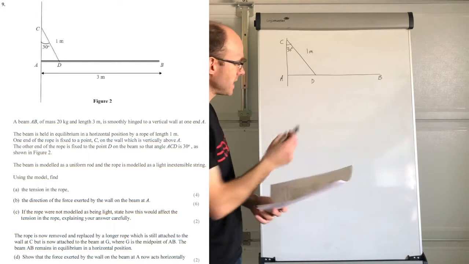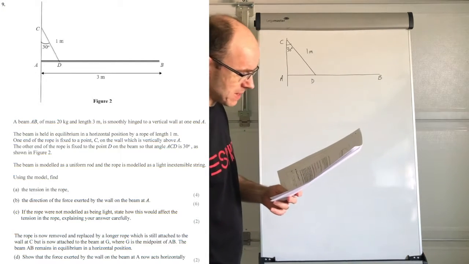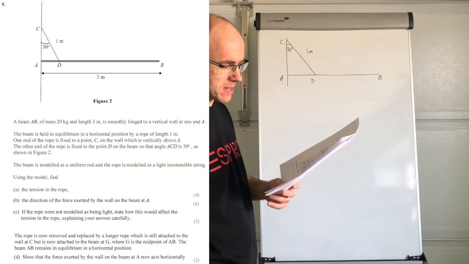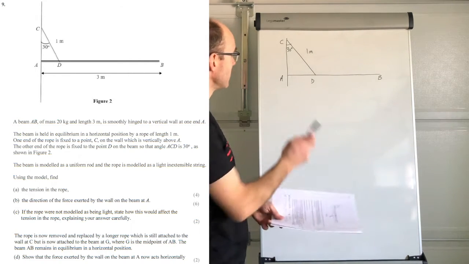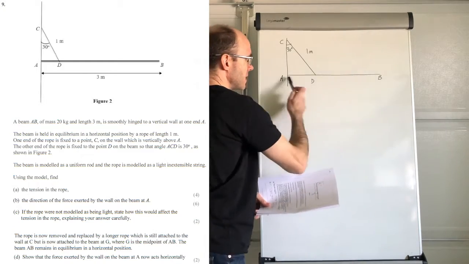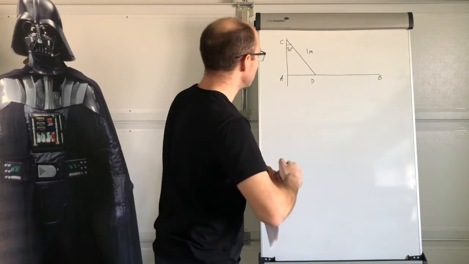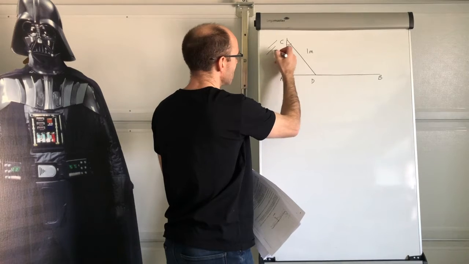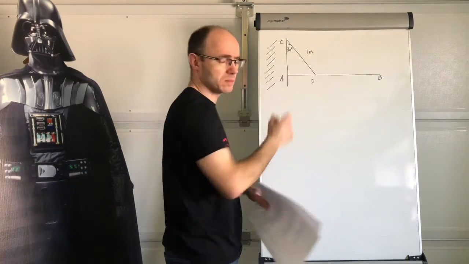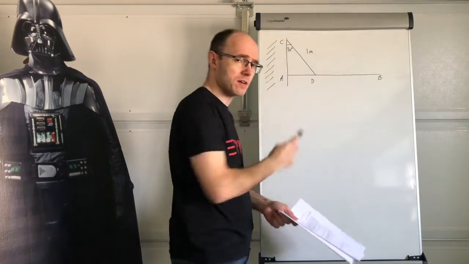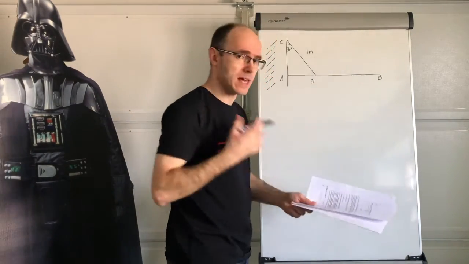So you've got a beam AB, there it is, of mass 20 kilograms, length 3 meters, smoothly hinged to a vertical wall at one end A. Okay, so this beam is hinged to the wall there. But sometimes I do this to indicate that that surface is a wall, as opposed to just a vertical rod, for example. It helps me.